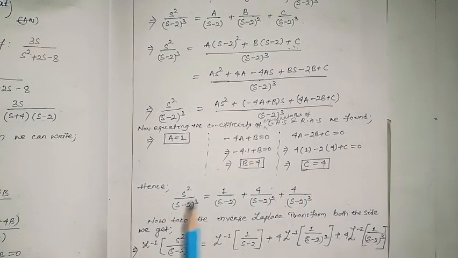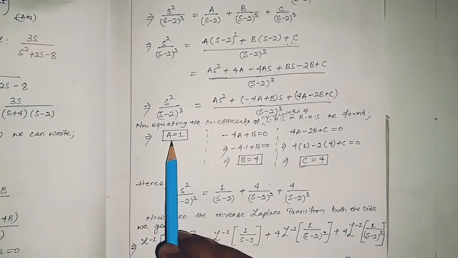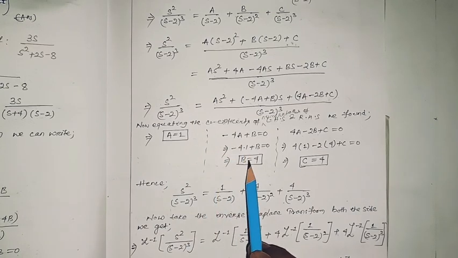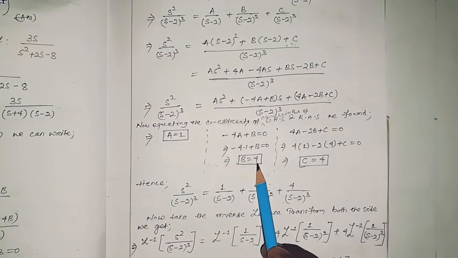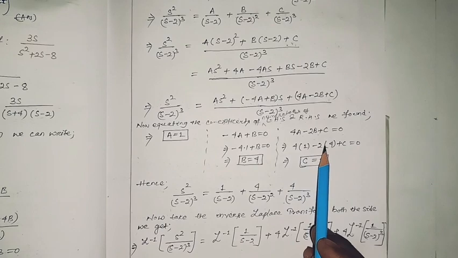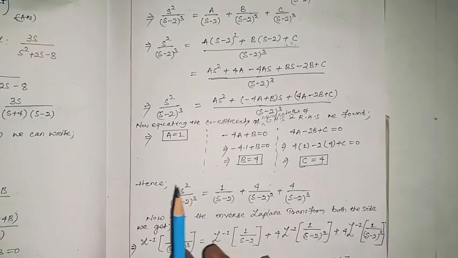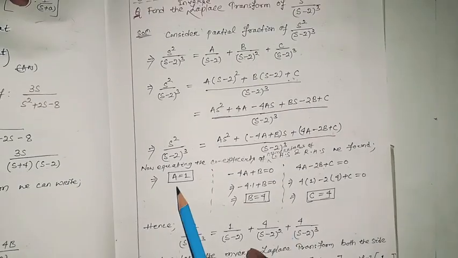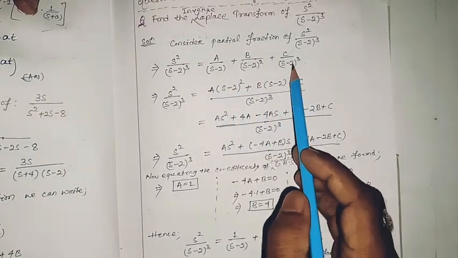Now we have to solve these three simple equations. So here a is 1, and if I put it, b will be 4, and then if I put the a value and b value over here, we can get c equal to 4. So now we have to simply substitute the a, b, and c values over here.